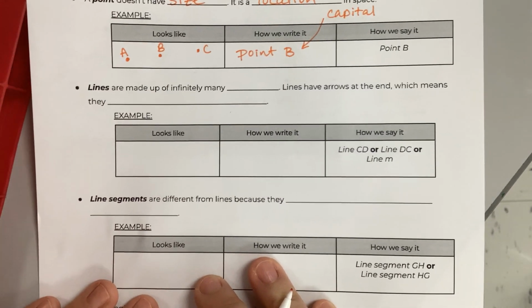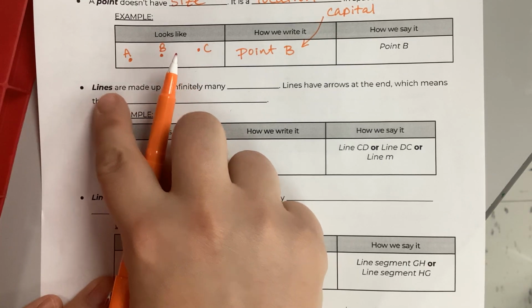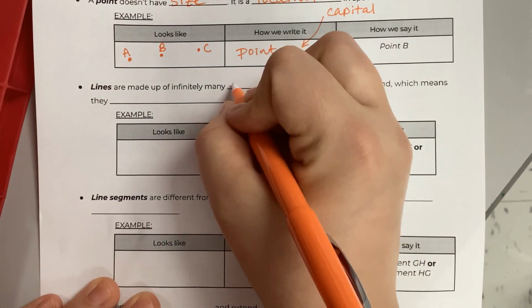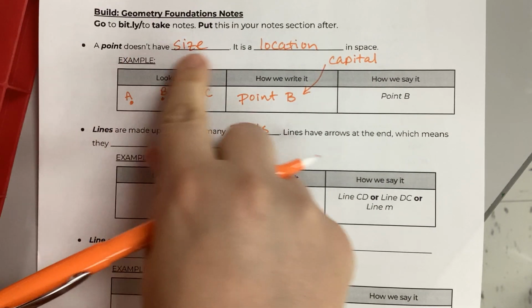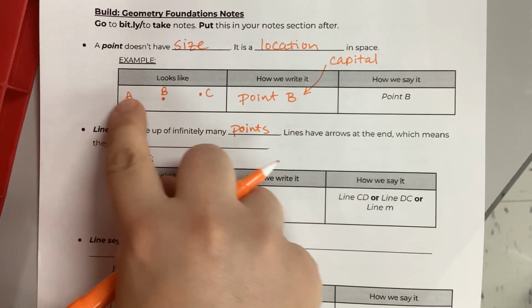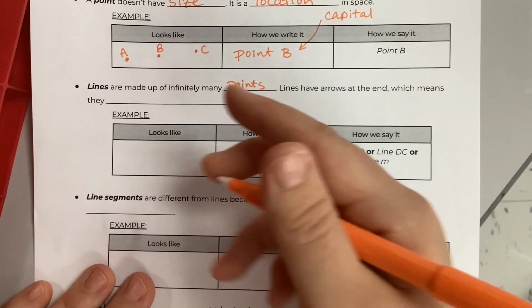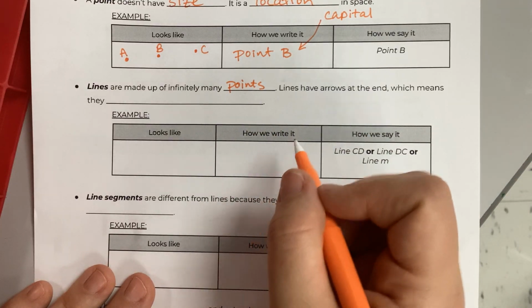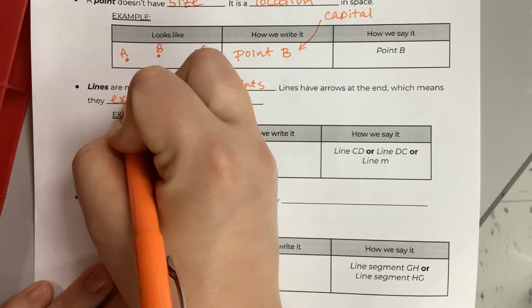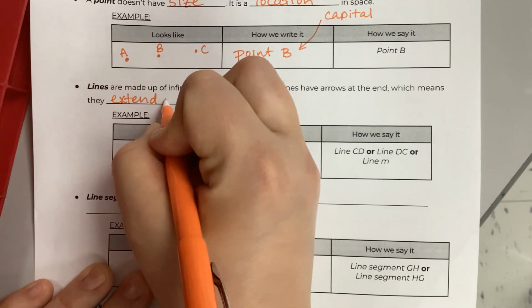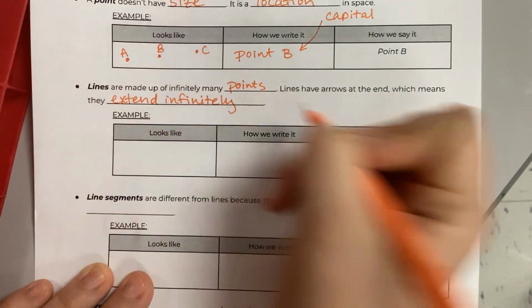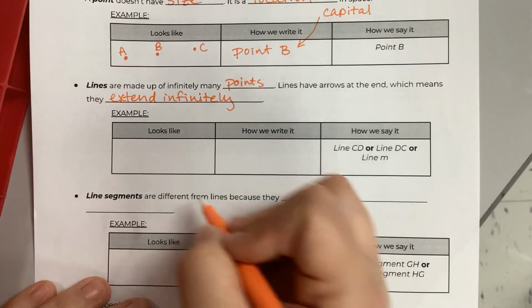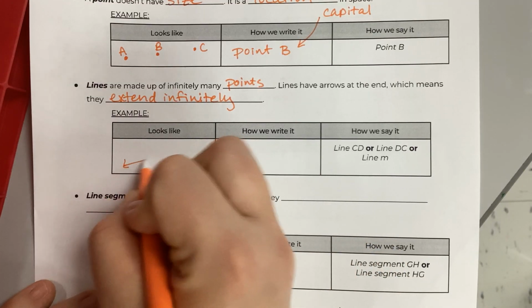The next figure is a line. Lines are made up of infinitely many points. So if I put all the points together, it can form a line. Lines have arrows at the end, which means they extend infinitely.